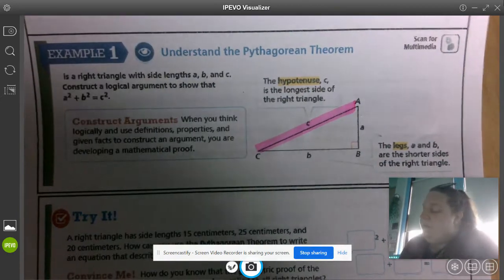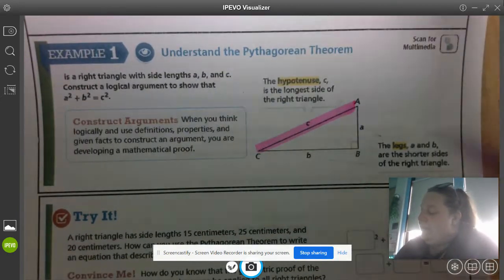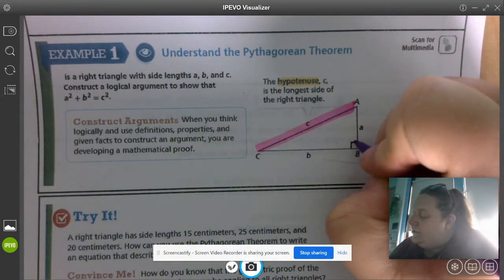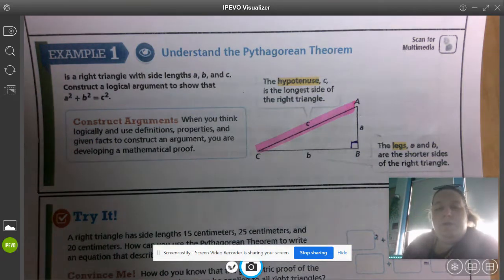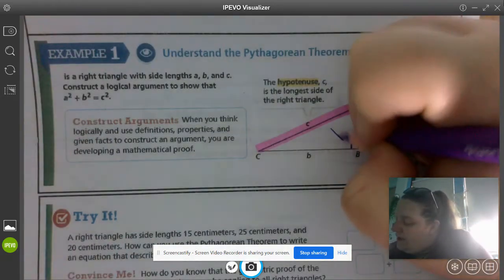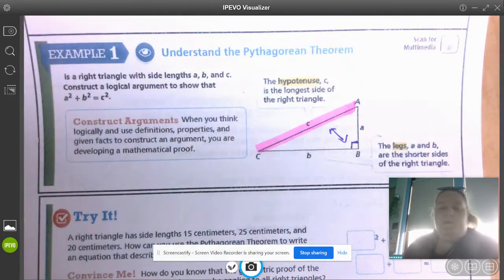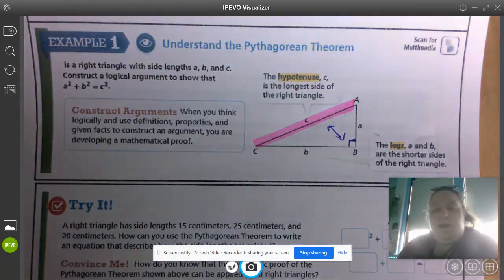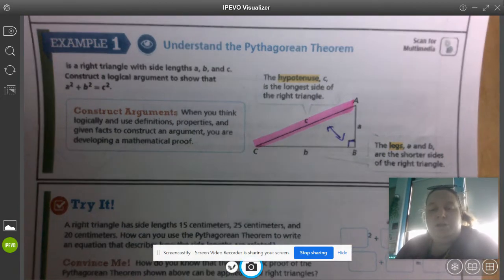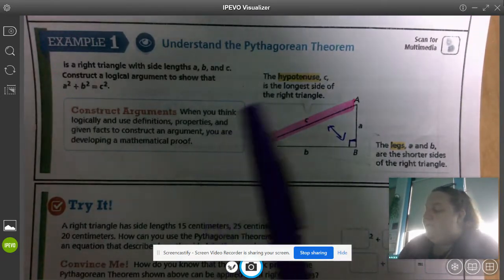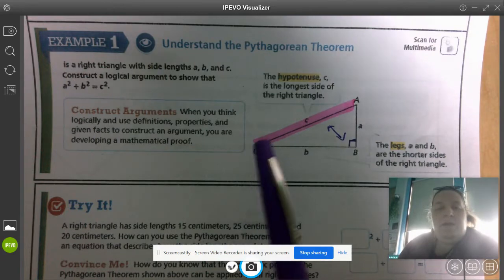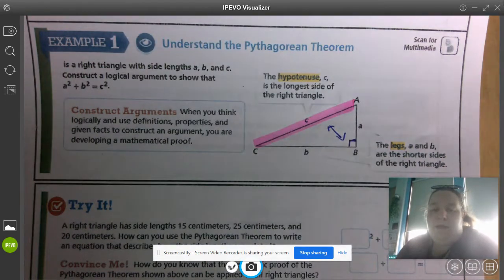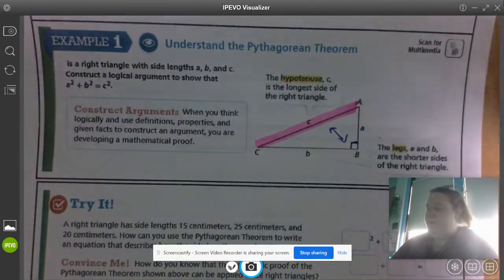And I know this is the hypotenuse, not just because they labeled it, but because you're going to notice the right angle in the corner of the triangle. And the hypotenuse is always across from that angle. Okay. So once again, A and B of a right triangle are called legs. They're the shorter sides. They form the right angle. And then across from that right angle is the longest side called the hypotenuse. And we use the letter C to represent it.